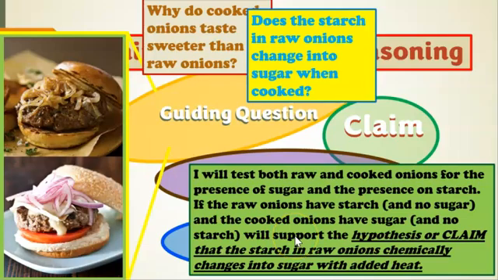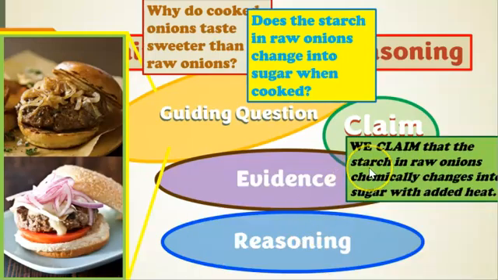And I left the word hypothesis there for a moment because you might be somebody who also looks into that information, and they still do some of that with research in college. So it doesn't hurt to be familiar with some of those older terms that we are slipping away from in high school. Okay, we claim that the starch in raw onions chemically changes into sugar when heated.